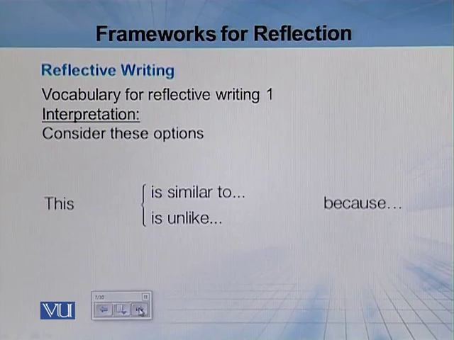And in terms of interpretation, we can also focus on this comparison and contrasting aspect of the reflection simply by saying this is similar to or this is not similar to. Very simple language structure to use, but it very much helps the reflective practitioner focus their thinking on particular aspects of a teaching episode.